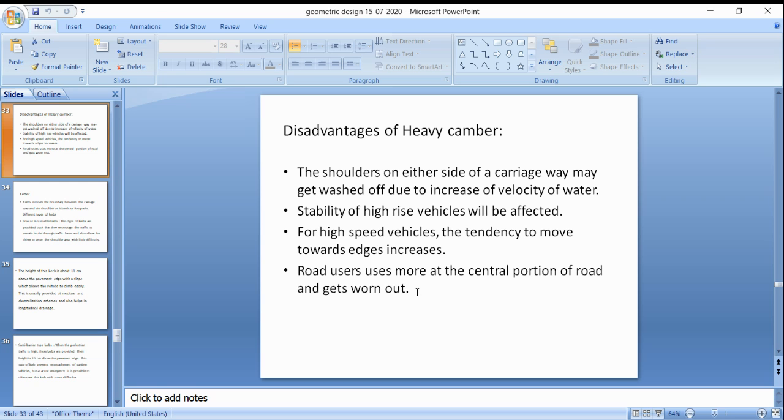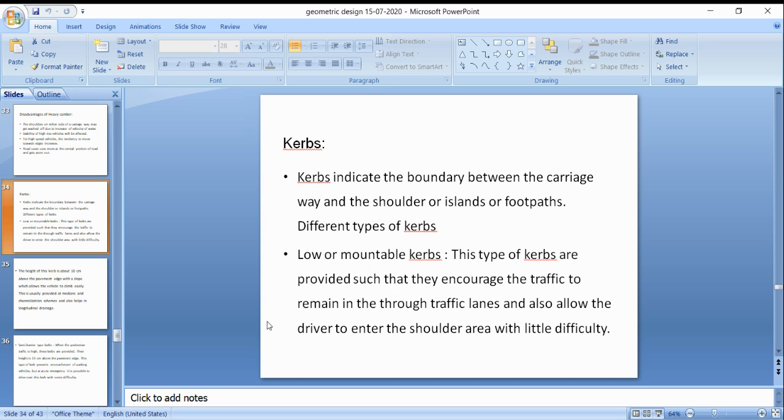Road users make more use of the central portion of the road to avoid going to the edge, so the camber is used unevenly. So steep slopes are not allowed.